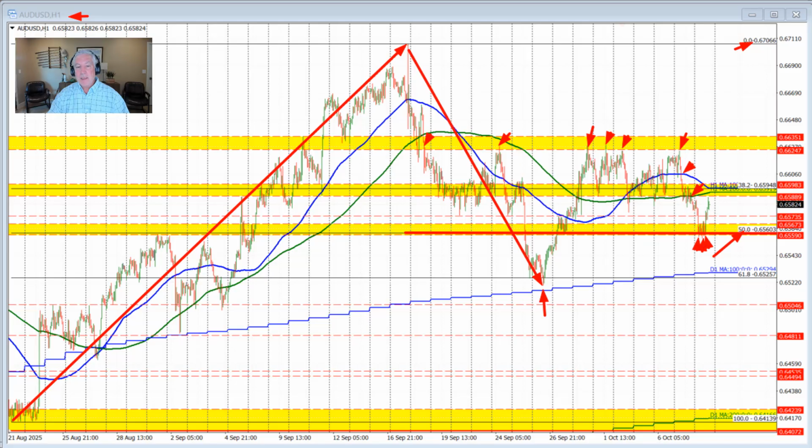And where has that taken us? It's taken us back toward the near converged 100 and 200 hour moving averages. That's the blue and green lines in this chart. Also back toward this swing area right here.